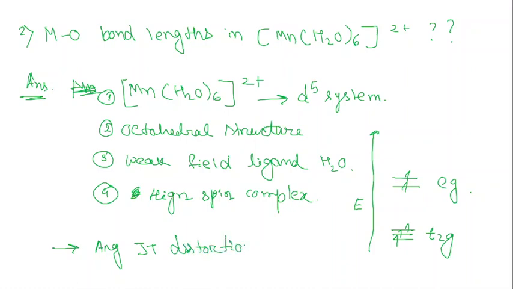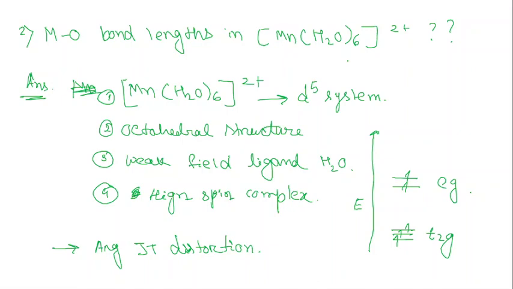You can ask me why I am suddenly talking about Jahn-Teller distortion. First, I told you this is an octahedral complex, so first we have to think about the geometry. It is an octahedral complex, and sir already told that in octahedral complexes some distortions happen that lead to a difference in metal-ligand bond distances, some compression or elongation.